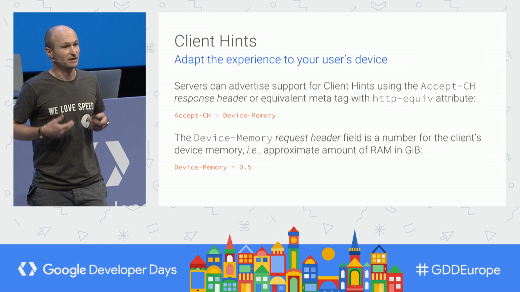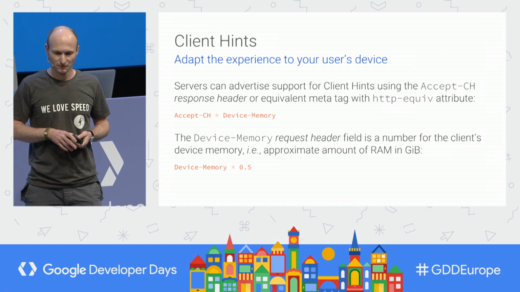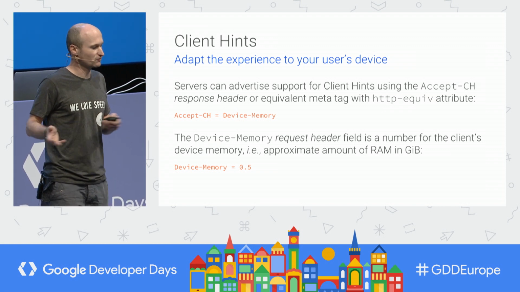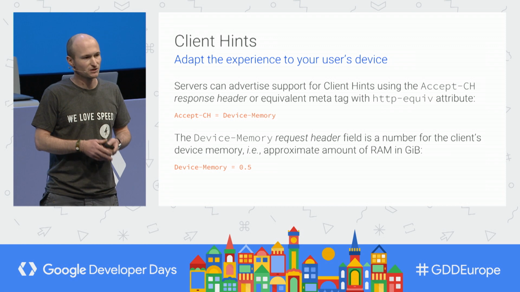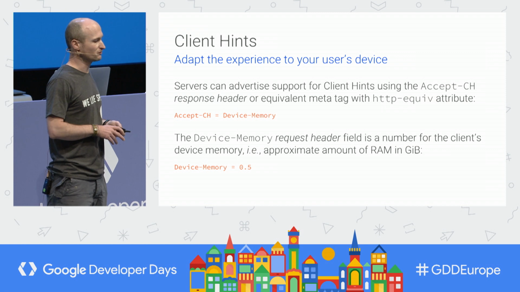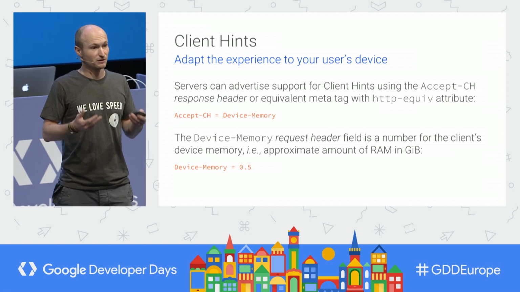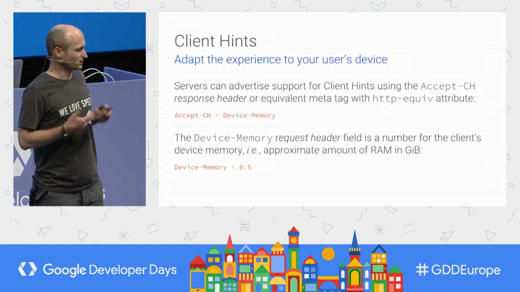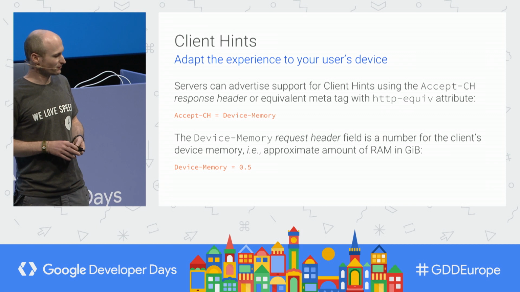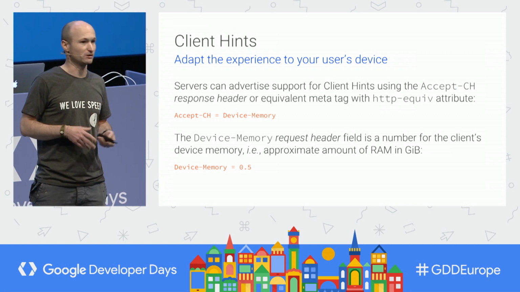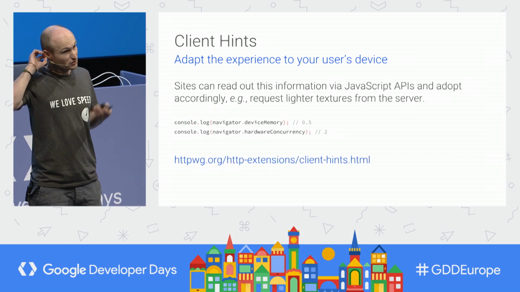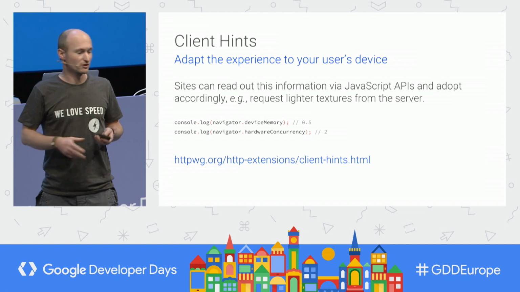First of all, servers can advertise that they support client hints. For this, there's a new HTTP header called Accept-CH, so CH for client hints, and then you can provide a list of the different client hints that your server actually supports, in this case, Device-Memory. And user agents can then send the device memory, for example, and say, by the way, I'm a poorish device, I have 0.5 gigs of RAM only, so that the server can adapt the experience accordingly.